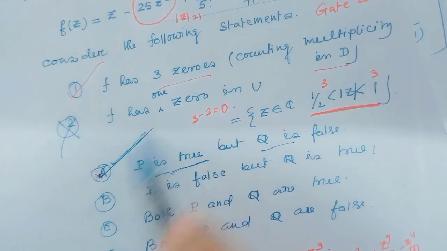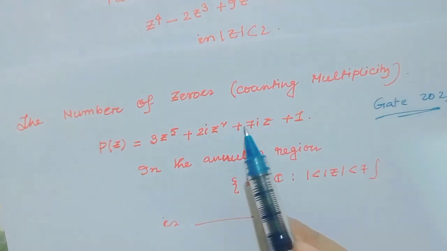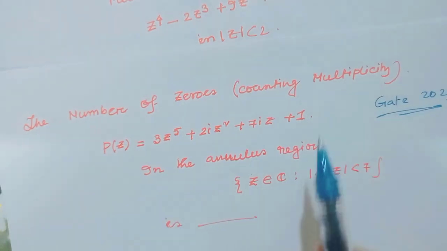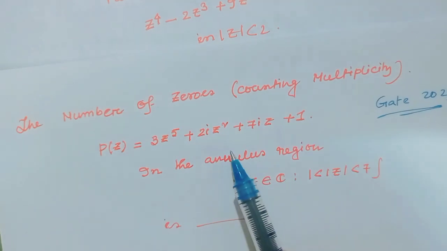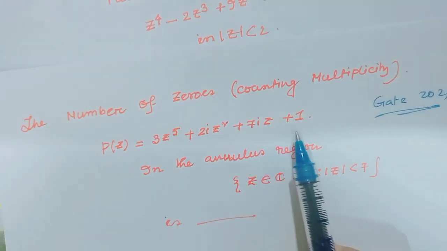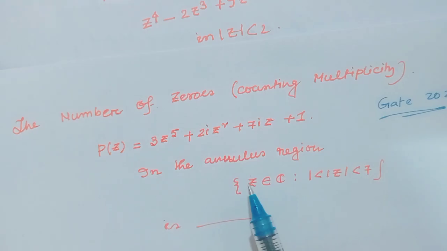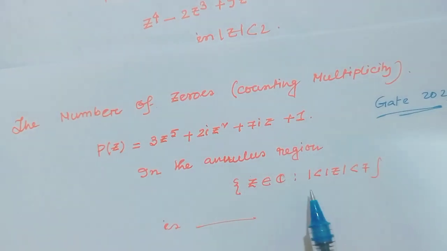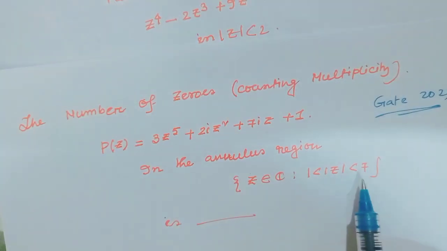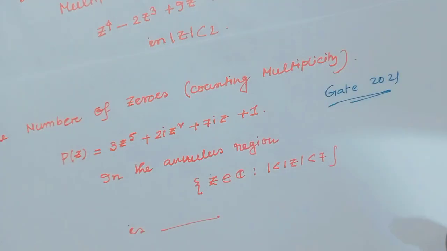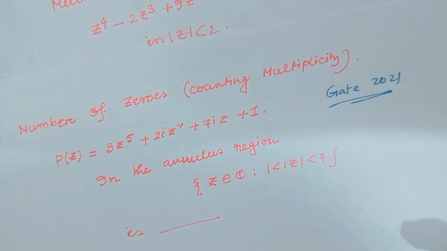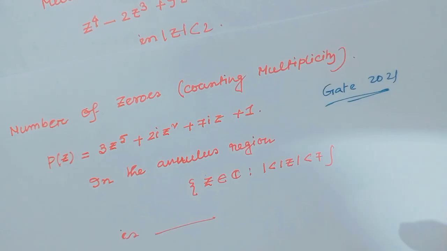That means only P is true and Q is false, so option A is right. Next: the number of zeros, counting multiplicity, of p(z) equal to 3z to the power 5 plus 2iz square plus 7iz plus 1, in the annulus of z belonging to C such that 1 less than mod z less than 7. This question came in the GATE 2021 exam.